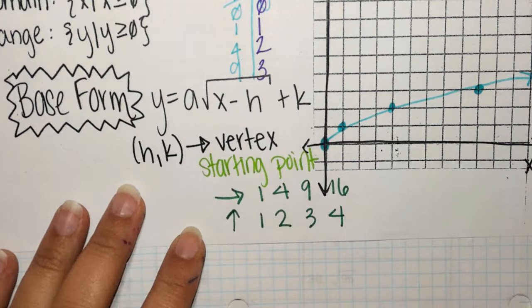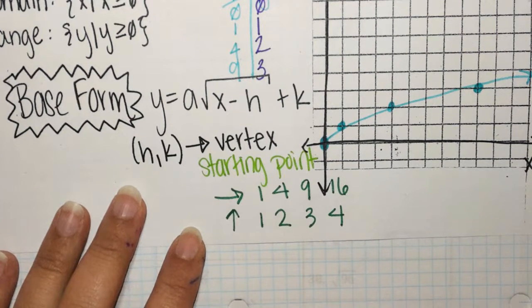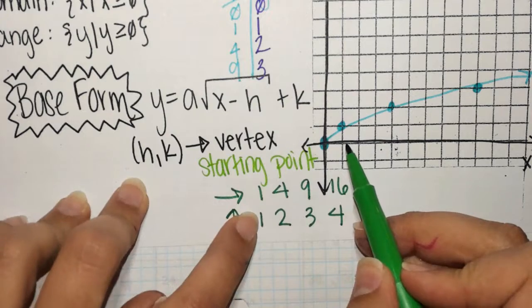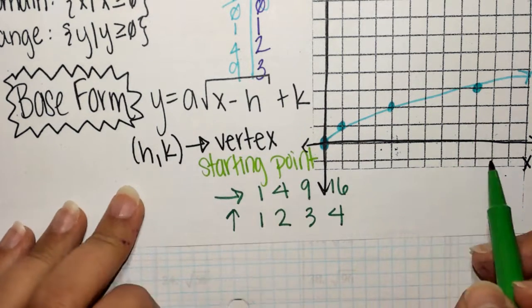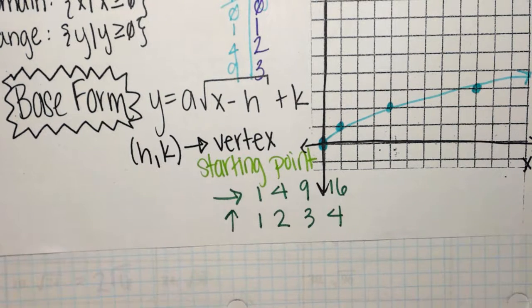So it's the opposite. You go right the perfect squares. So we went right 1, up 1, right 4, up 2, right 9, up 3. If we wanted to keep going, we would go right 16, up 4. So you just plot your vertex and then use your points. You don't even have to plug anything into a table. We're going to practice both ways, though.